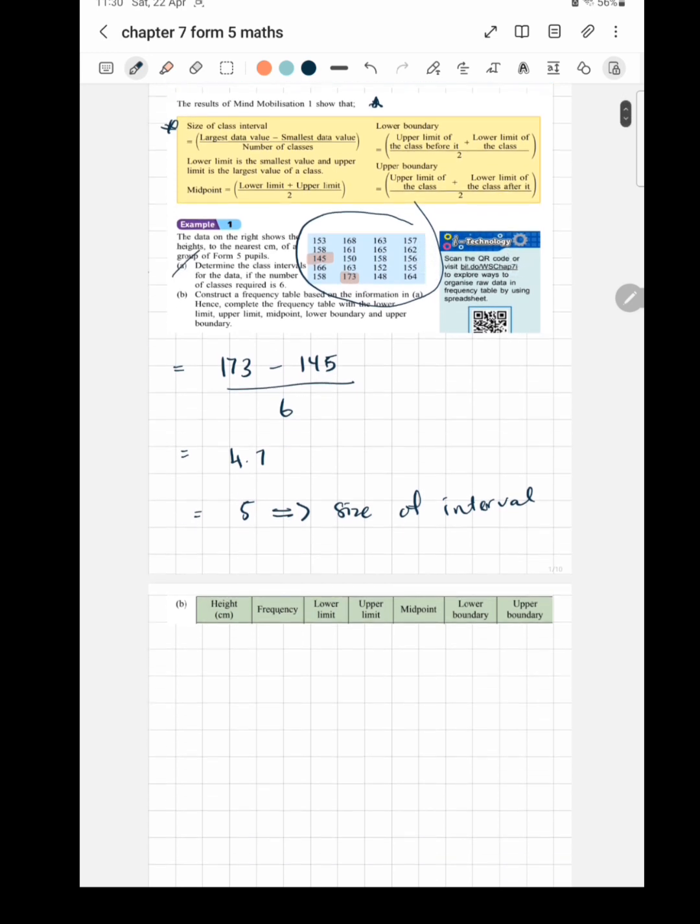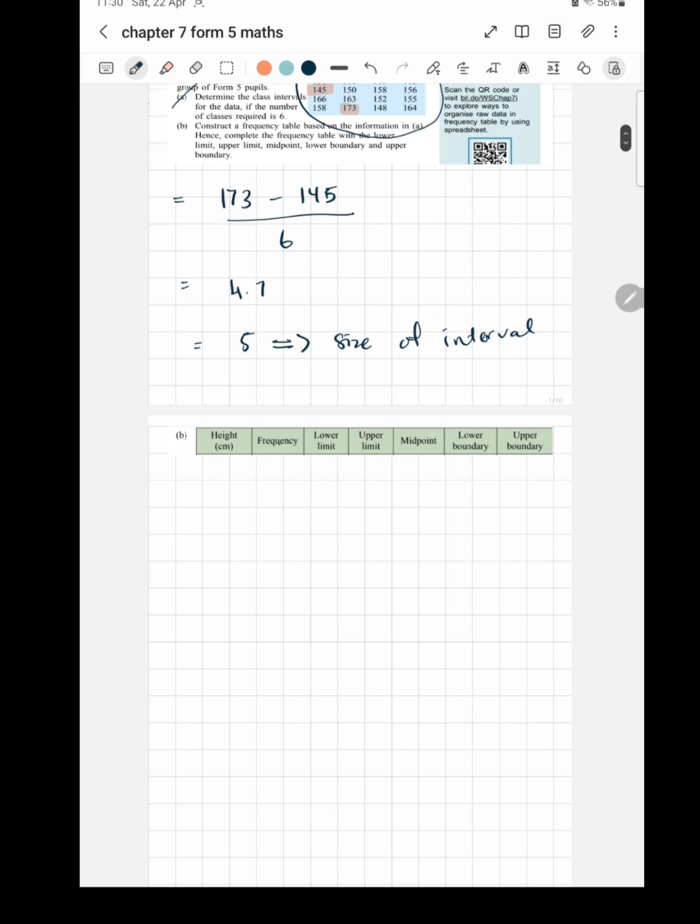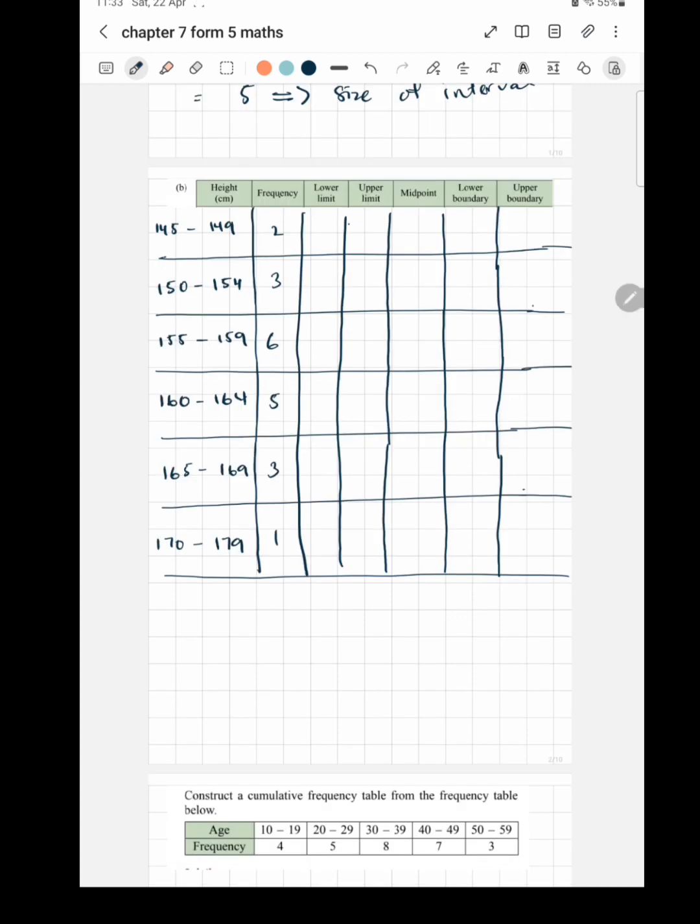B is asking us to construct a frequency table based on the information in A. Hence, complete the frequency table with the lower limit, upper limit, midpoint, lower boundary and upper boundary. Since we know our size interval, I'm going to go ahead and construct our class. I've constructed the table and filled in the class and the frequency. Now let's find the lower limit and upper limit. The lower limit is this, and the upper limit is this for the first class, and it goes for the rest of the classes as well. I'm going to fill those up.